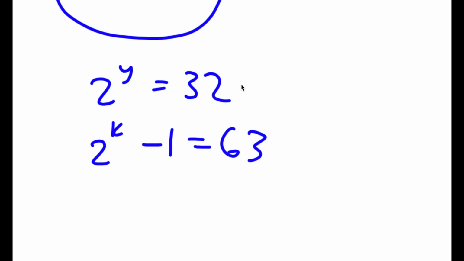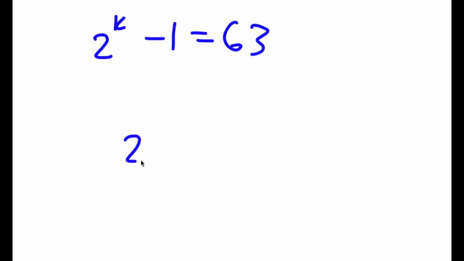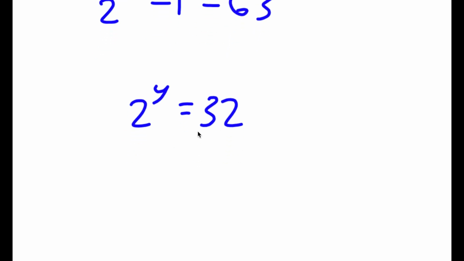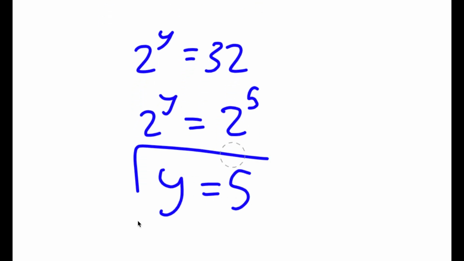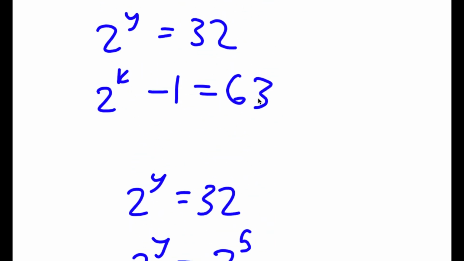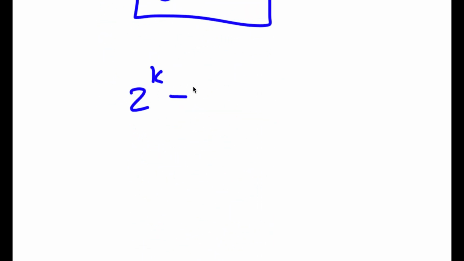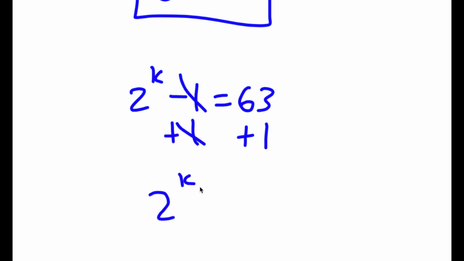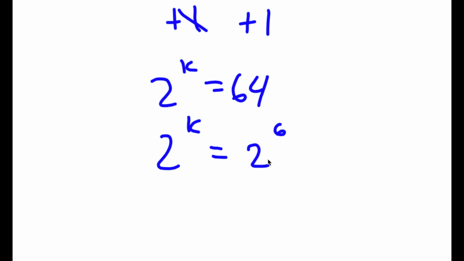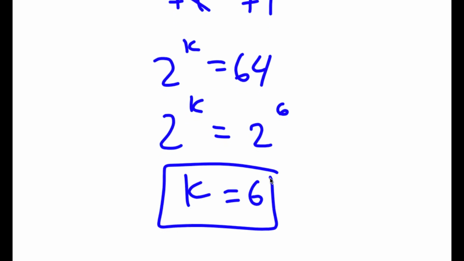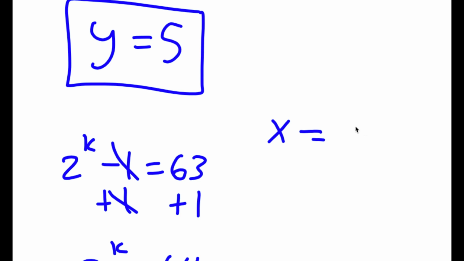So let's first start with 2 to the power of y equals 32. 32 is the same thing as 2 to the power of 5. So I have 2 to the power of y is equal to 2 to the power of 5, meaning y is equal to 5. Now, for 2 to the power of k minus 1 equals 63, I'm going to first start by adding 1 on both sides, so these two cancel out. So now I have 2 to the power of k is equal to 64. 64 is the same thing as 2 to the power of 6, meaning k is equal to 6. Now remember, x is equal to y plus k, so x is equal to 5 plus 6, meaning x equals 11.